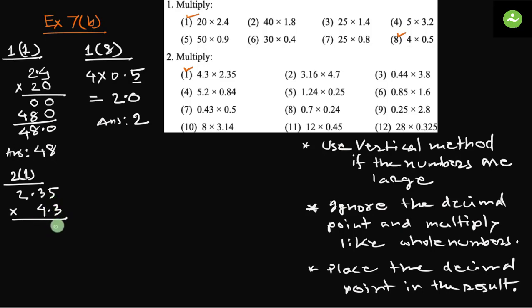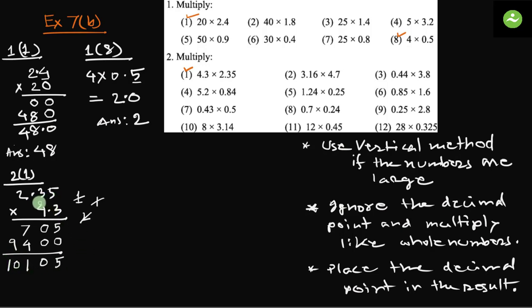Multiply by 3. 3 into 5 is 15. 1 in hand. 3 into 3 is 9 and 1, 10. 3 into 2, 6 and 1, 7. Put a 0 before multiplying by the second digit. 4 into 5, 20. 2 in hand. 4 into 3, 12. And 2, 14. 1 in hand. 4 into 2, 8. And 1, 9. Add. 5, 0. 7 and 4, 11. 9 and 1, 10.